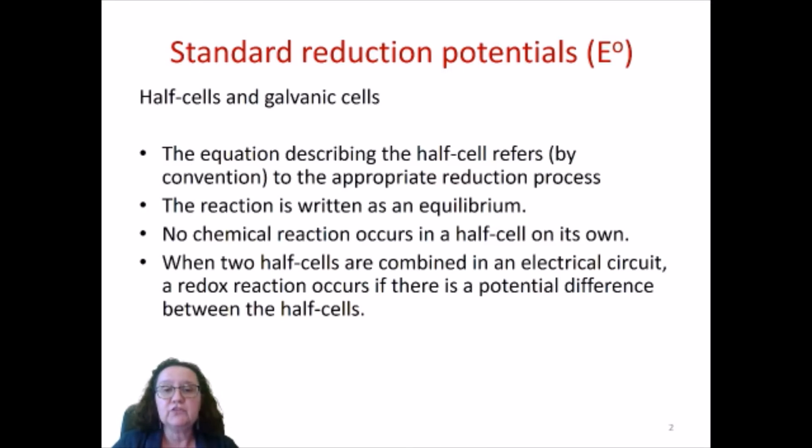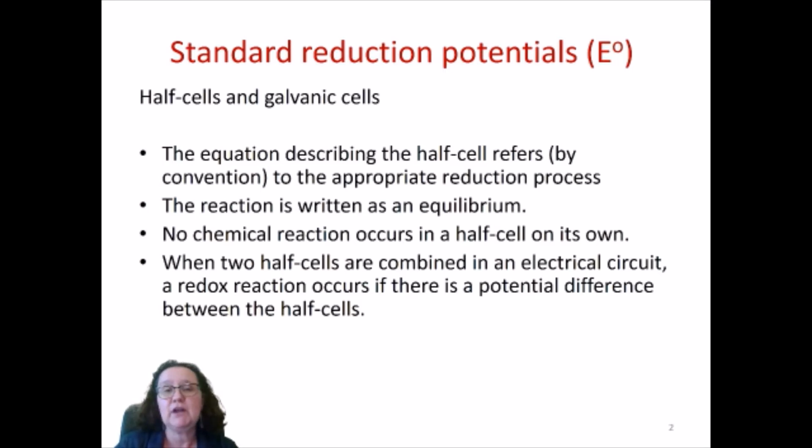The equation that describes the half cells, which is the reduction process and the oxidation process that together make up the redox process, which is the basis of any galvanic cell, is always written by convention as a reduction process. So even if one of the reactions will be a reduction and the other an oxidation, they are always written as a reduction, and you will find those reactions in tables, always written as a reduction reaction.